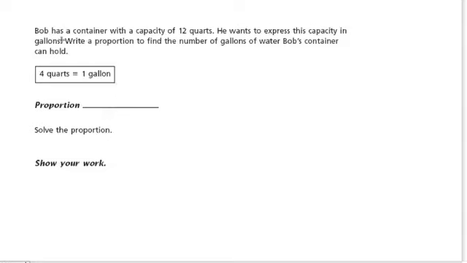Okay, Rob has a container with a capacity of 12 quarts. So I like to draw this stuff out. A container, a bucket, or whatever. And in that bucket we can fit 12 quarts. That's this information right here.